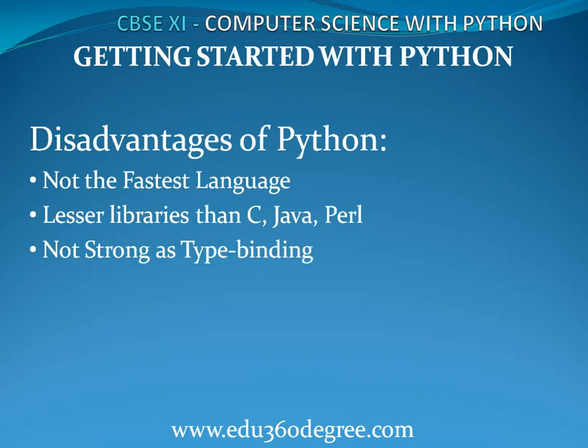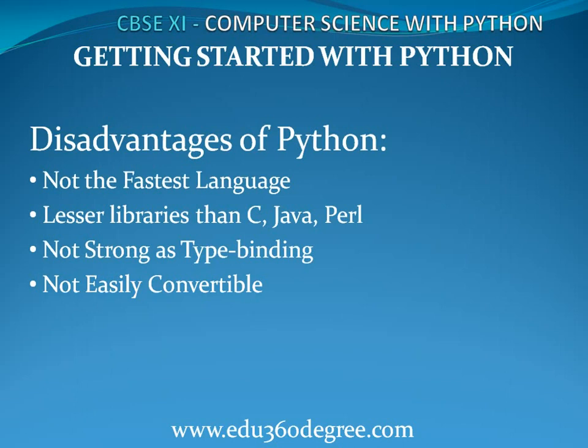Not strong on type binding. The Python interpreter is not very strong on catching type mismatch issues. In Python, when you declare a variable, you don't need to mention the data type as in other languages. Python decides the data type of that variable as per the variable value. Now, if you declare a variable with an integer value, Python makes it an integer variable. But later, if you store a string value in it, Python won't complain and converts the variable to a string.